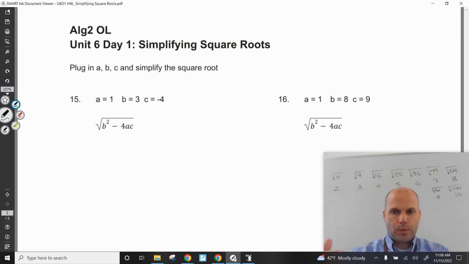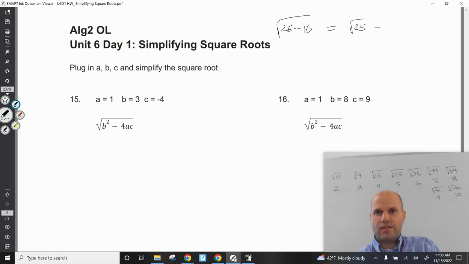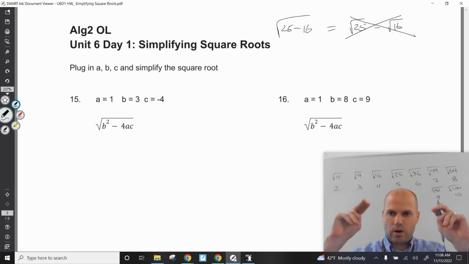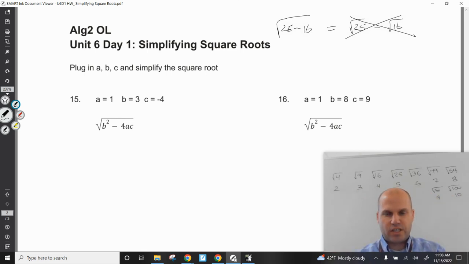Now, all we're practicing here is plugging in a, b, and c into the square root part and just evaluating it and simplifying it. What we have to know is that you are not allowed to say I have subtraction, like square root of 25 minus 16, and separate this and take the square root of 25 and then subtract the square root of 16. This is wrong. You might think, oh, but this is what I've been doing, kind of distributing the square root. That doesn't work over addition and subtraction.